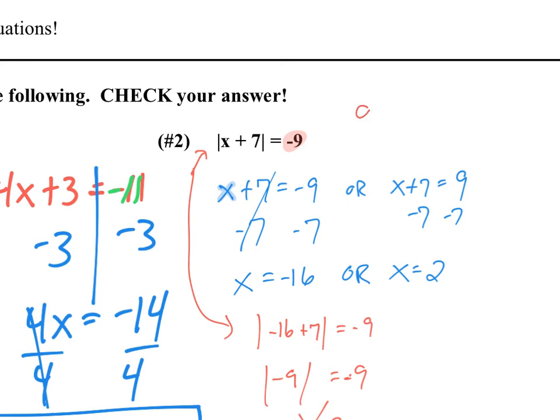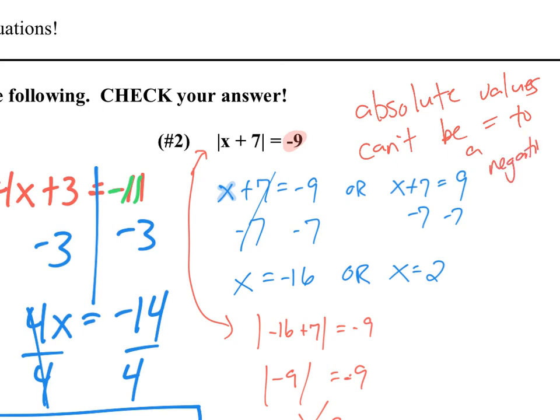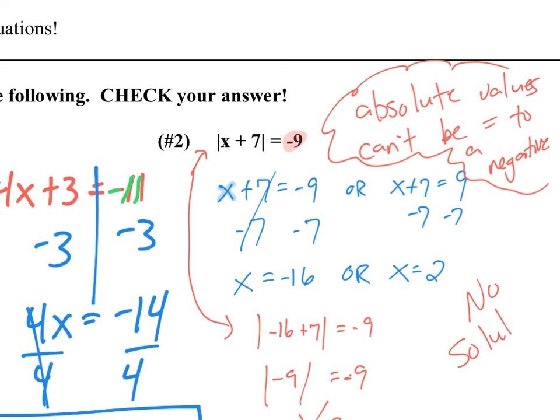And the reason why is because of this number here. Absolute values can't be equal to a negative. So the answer is no solution. So if they ever equal a negative, the answer is no solution.